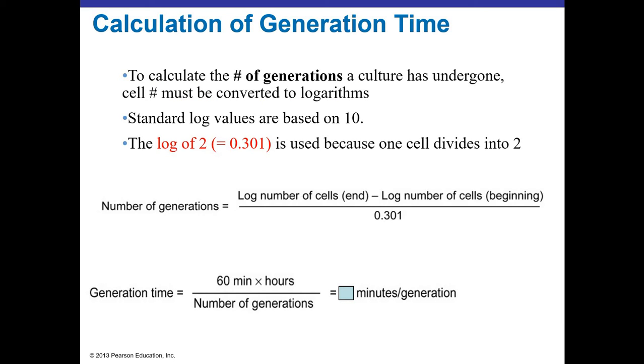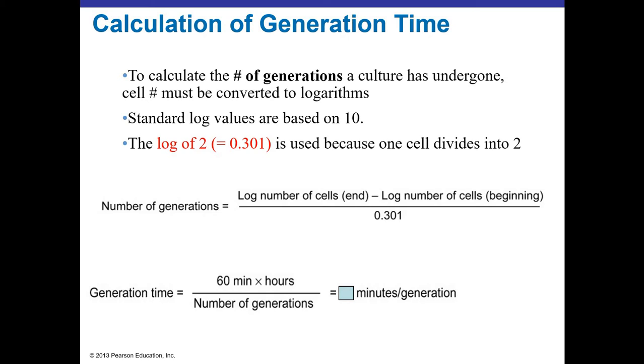So that's useful, but oftentimes what we want to report is what's referred to as that generation time. When we report generation times, it's the number of minutes per generation. So to calculate that number of generations, we have to go back to doing things in log. So we must convert everything to a standard log, which is based on 10, in order to make sense of these numbers. The log of 2 is equal to 0.301 because one cell divides into 2, so that's going to figure prominently into our equation.